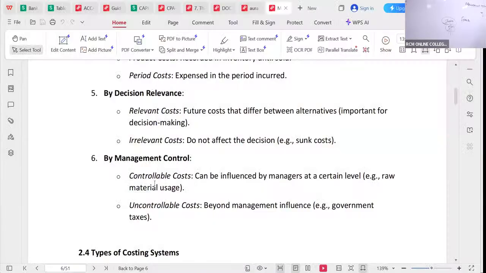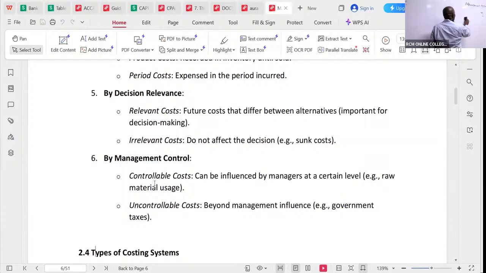Then we have, ladies and gentlemen, classification of costs by management control. So by management control, we have two types of costs. We have controllable cost and what here, somebody? There are those costs you as management can control. You have a say over them.